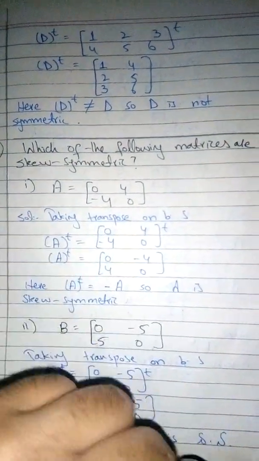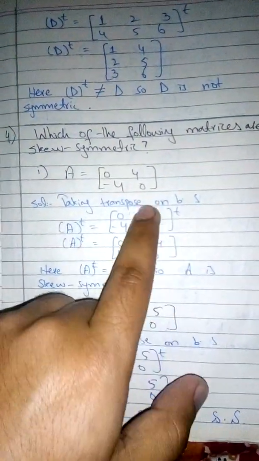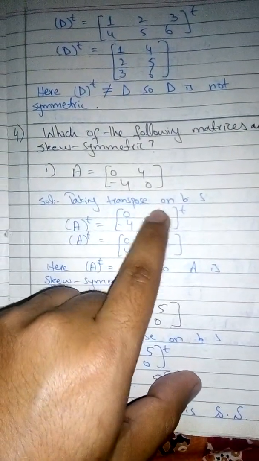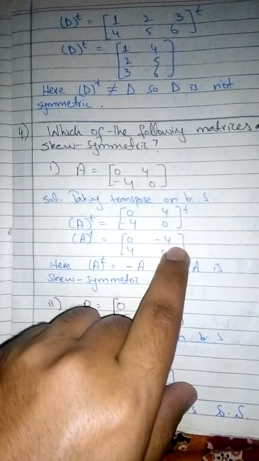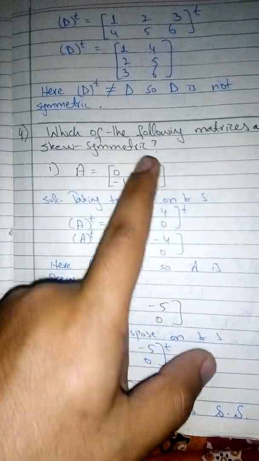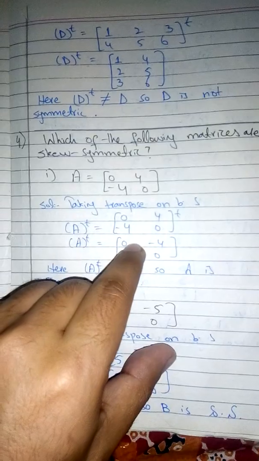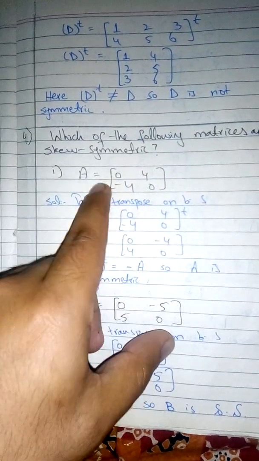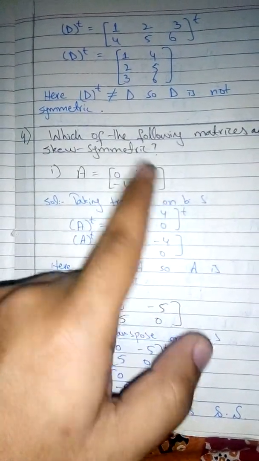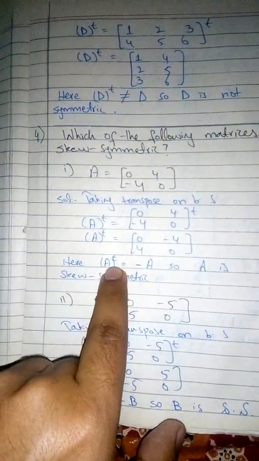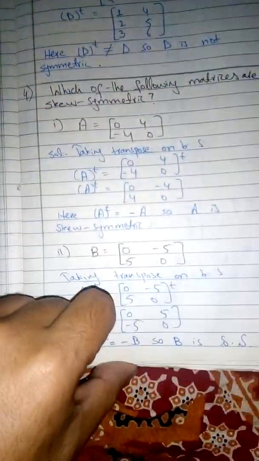Okay, now if you look at the first matrix, taking transpose on both sides, when we apply this, the 0, positive 4 will change into the first column, and this negative 4, 0 will change into the second column. Now if we compare the original matrix and the solution, 0, 0, positive 4, negative 4 and negative 4, positive 4, 0, 0, only the difference is the sign. So transpose of A is equal to negative of A, so A is a skew symmetric matrix.